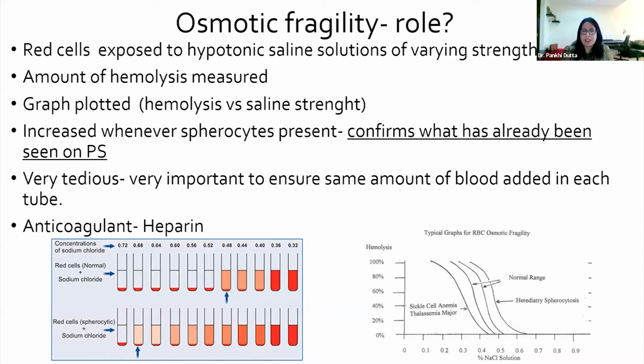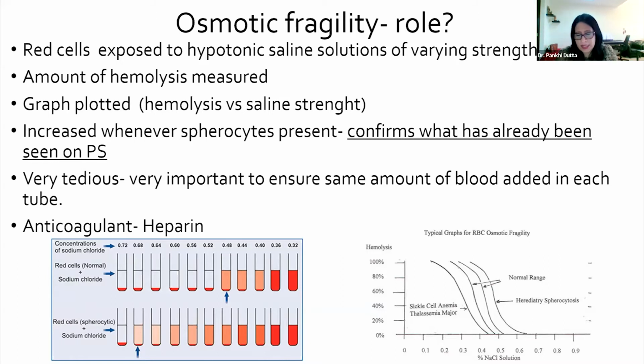So once they're exposed to hypotonic saline, anything that is hypotonic will mean that through osmosis, water is going to enter the RBCs. But if spherocytes are present, it means there's a shortage of cell membrane. So the cells will just burst. They cannot expand. They cannot take in any more water. This is the principle of osmotic fragility testing. But what's the point of doing this?